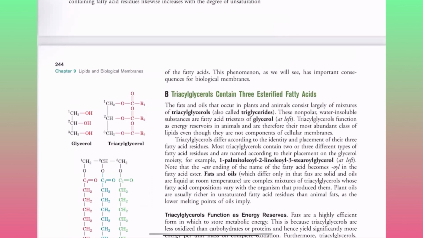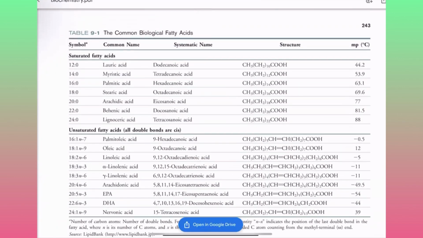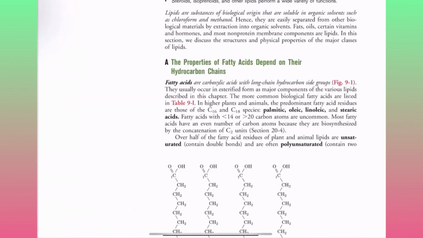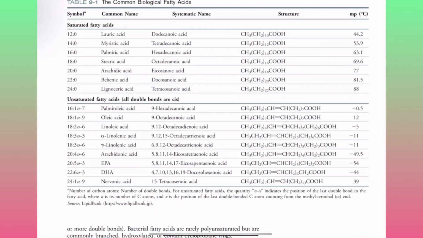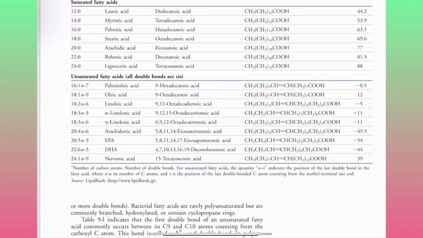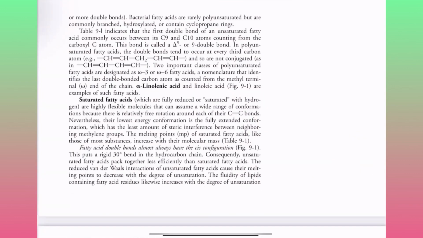There are 3 fatty acids in triacylglycerol, but they are connected to the glycerol molecule and not to each other directly. That's why they are not polymeric, because they don't associate with each other directly. Now we have two types of fatty acids which we have to learn: saturated fatty acid and unsaturated fatty acid. Unsaturated has double bonds. Saturated has no double bonds.